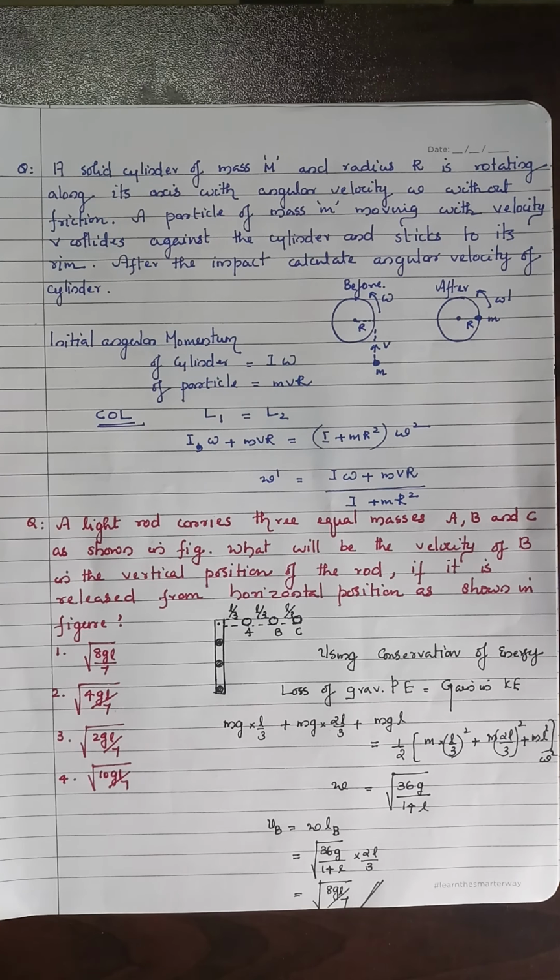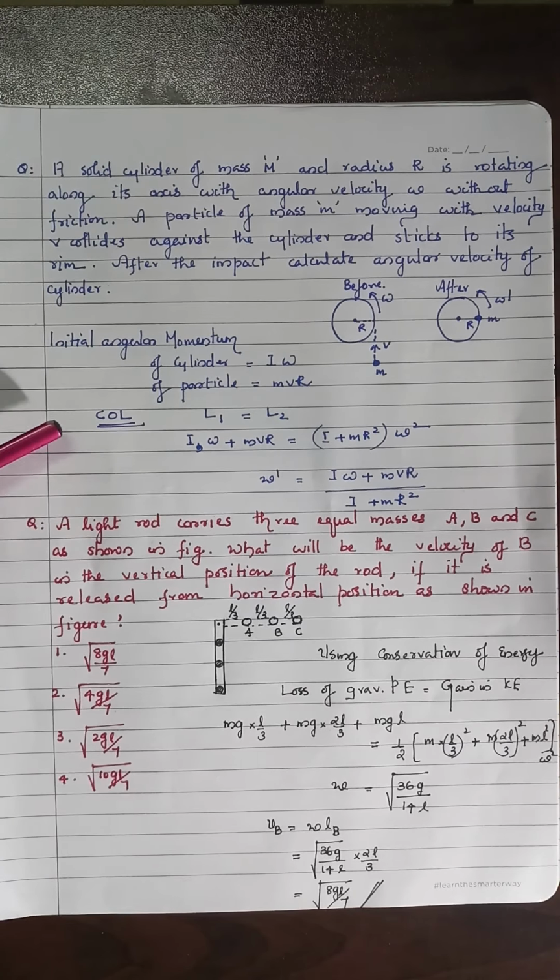A solid cylinder of mass capital M and radius r is rotating along its axis with angular velocity omega without friction. A particle of mass m is moving with velocity v, collides against the cylinder and sticks to its rim. After the impact, calculate the angular velocity of the cylinder. And keep in mind the initial concepts before the collision. Intuitively, the initial momentum of the cylinder is I omega, and for the particle mvr, linear momentum into perpendicular separation.